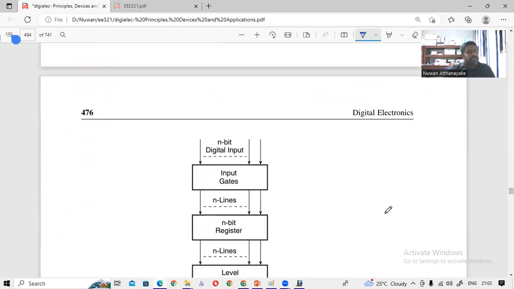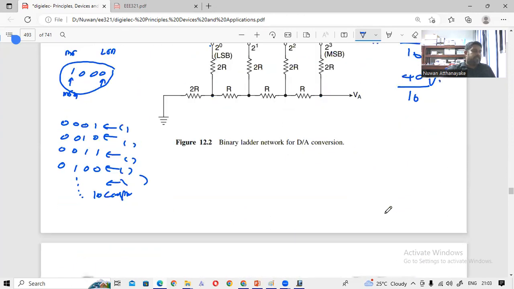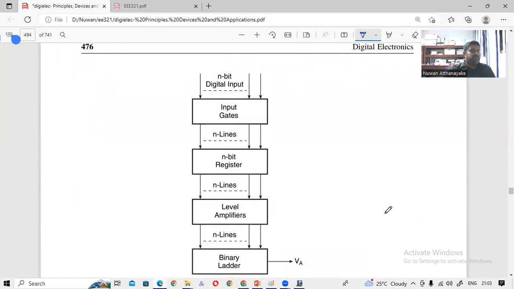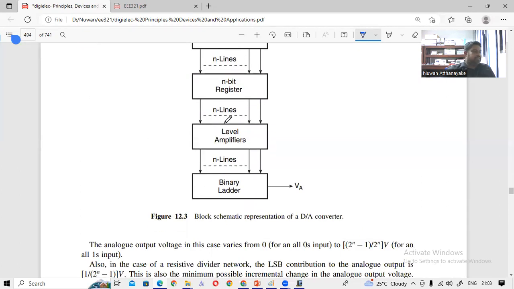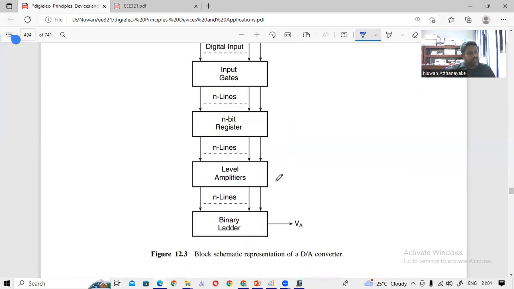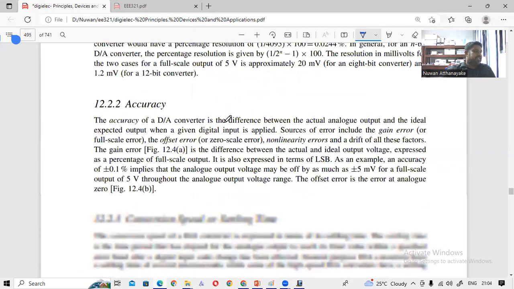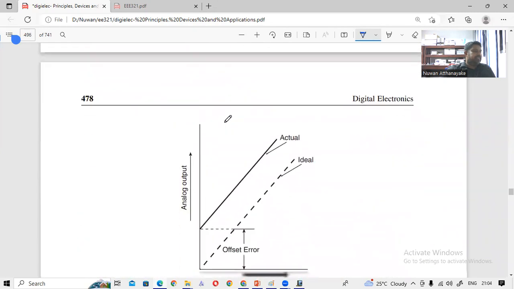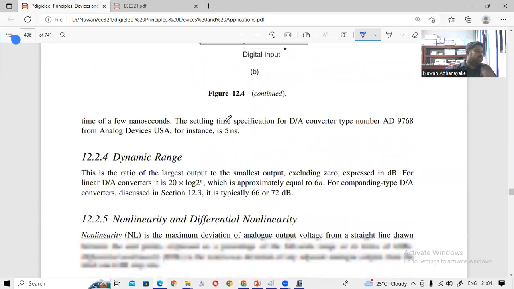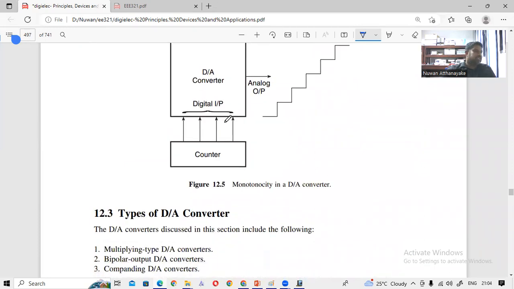Actually there are many other implementations, but I think we don't have much time to go through all of them. Anyway, this is the complete block diagram of a digital to analog converter, so you can check it. You can see that there are many chips available and there are some parameters also, but I think we don't have much time to discuss all the things.